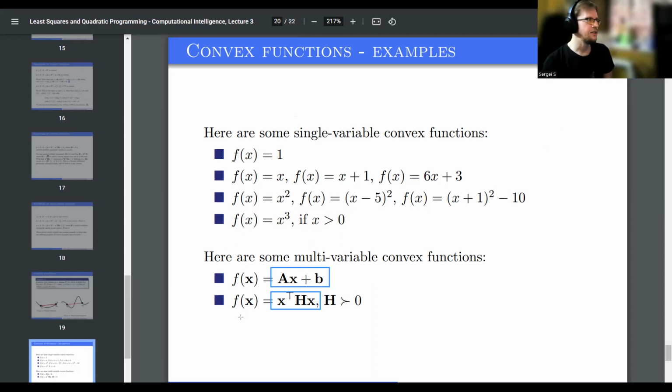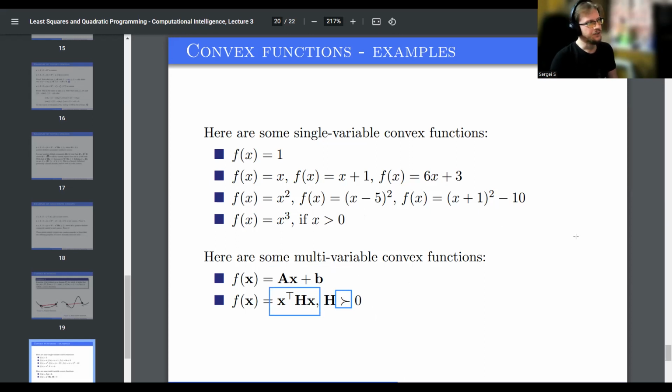This is the ellipsoid. Sorry, paraboloid. As long as H is positive semi-definite. By the way, this means positive semi-definite. You can say it means positive definite. Some people make a distinction between those, but in convex optimization, we never have strict inequality. So for us, it is positive semi-definite, not positive definite. Okay. So this H bigger than 0 just means that the symmetric matrix has non-negative eigenvalues.